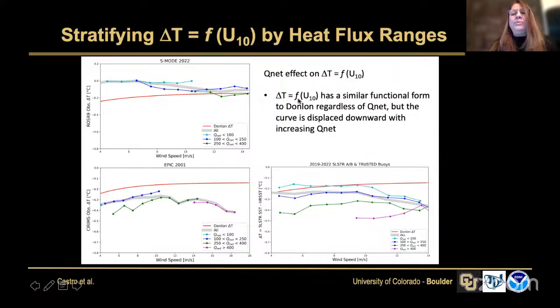So we wanted to quantify the impact of the heat flux on the simplified models. So we did this little experiment where we stratified the data by heat flux ranges, and something very interesting happened, and it's pretty clear here for the trusted buoys. So we can see that the individual dependencies for the separate heat flux ranges sort of follow Donlon or the simplified models pretty much. But as the heat flux increases, the curve is pushed down. As the heat flux decreases, the curve is pushed up above Donlon.